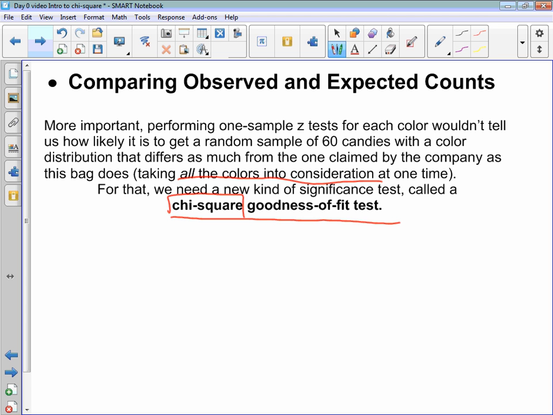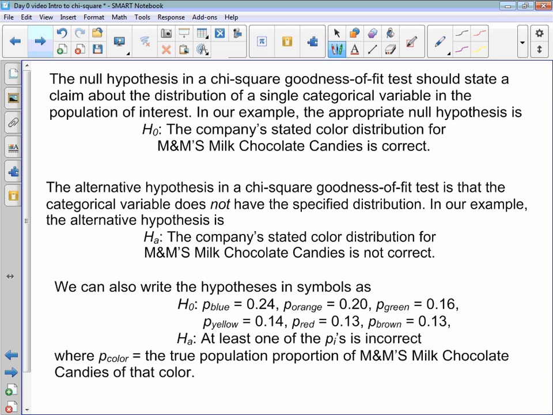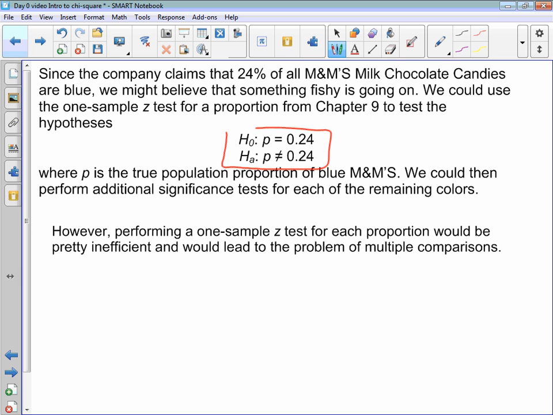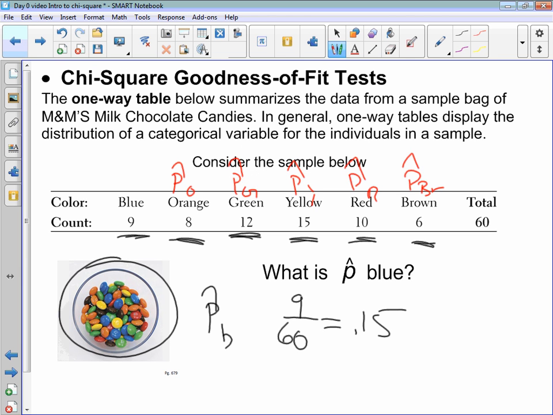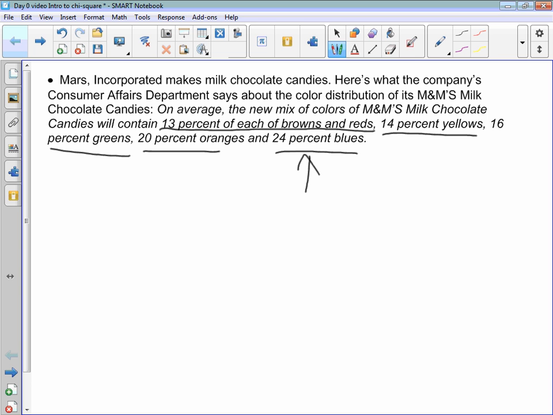So what we're going to do is take all the colors into consideration, and look and see if our distribution fits. According to them, what is our expected count of each one of these colors? We had a count of colors here that we saw in our sample. But the company gave us percentages. They said p hat brown was 0.13. P hat red was 0.13.